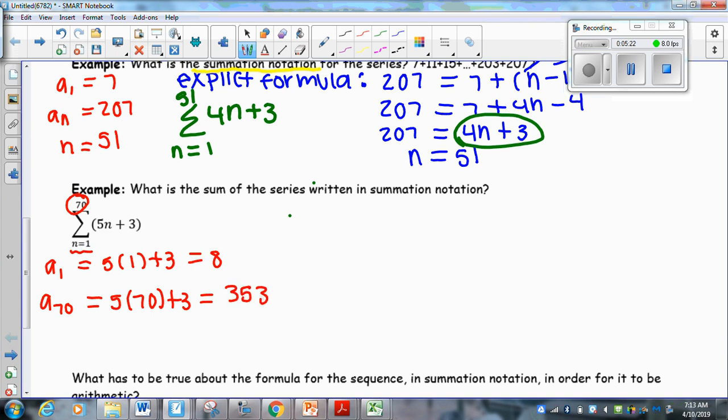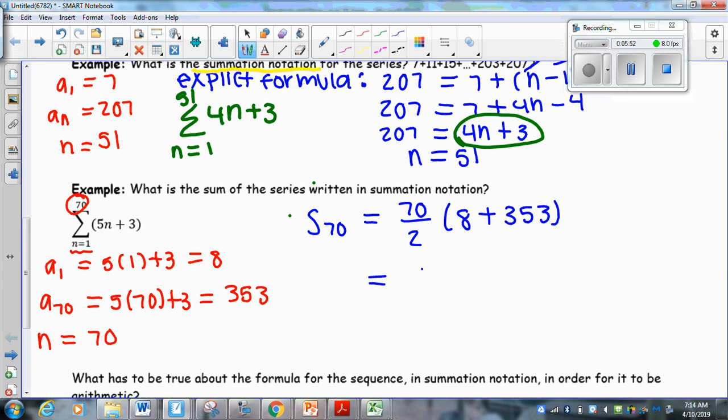So now that I have my first term, I have my last term, I know that n equals 70 because we're going from the numbers 1 through 70, so we have 70 terms. Now I'm going to go ahead and plug that into my formula. So I would have S sub 70 equals 70 divided by 2, parentheses 8 plus our 353. We type this into a calculator and we get 12,635. So that would be the sum of the first 70 terms given this formula.